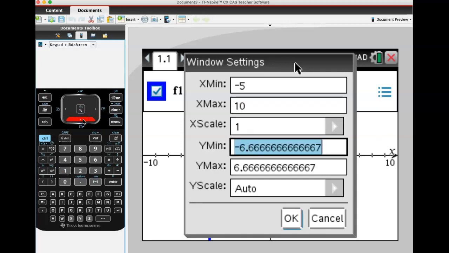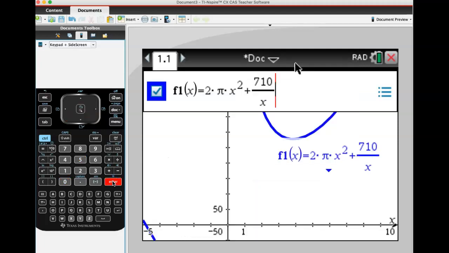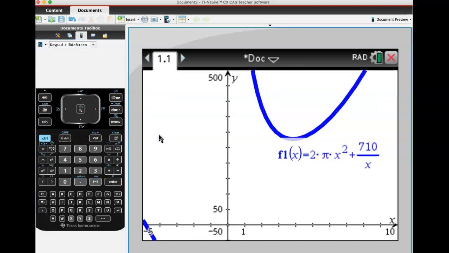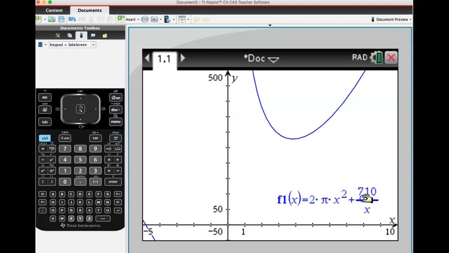And my minimum, I like to see my x-axis, so I'm going to say -50. And my maximum, I'm going to throw it up to about 500 once. And I'm going to go by 50s. And hopefully, whoa, check it out. And we can kind of see a parabolic looking little critter there.